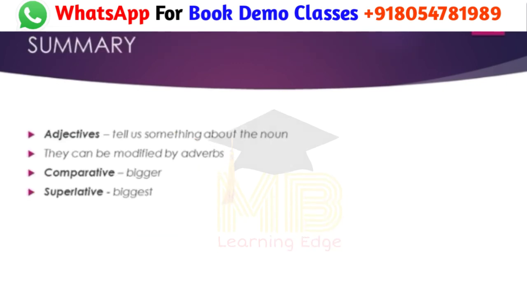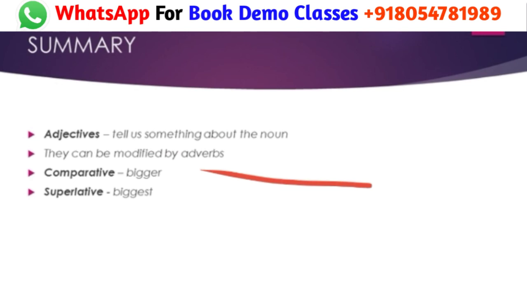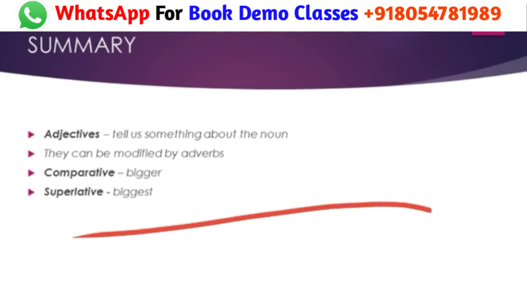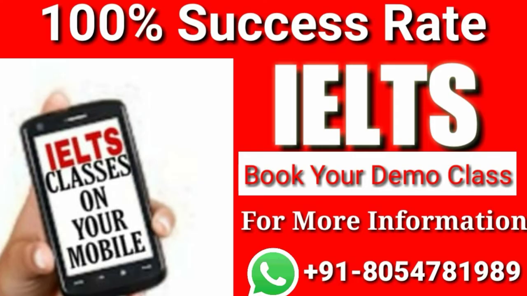So in summary, adjectives are something that tell us about the noun. They can be modified by adverbs, which we just saw. There are comparative adjectives like bigger, and superlative adjectives like biggest. Comparative is when you compare between two things. But when you want to tell what is the highest of it, maybe you will be talking in superlative adjectives, right?